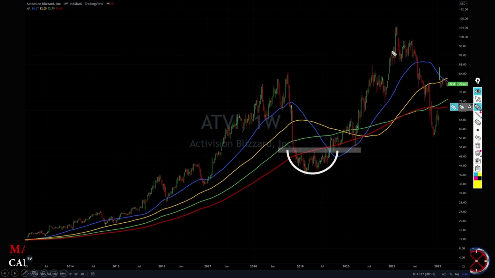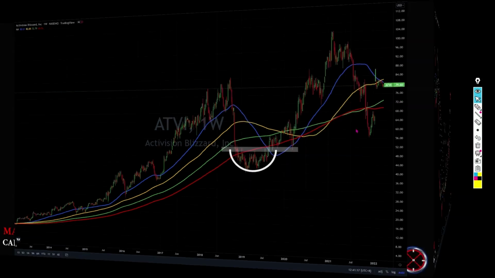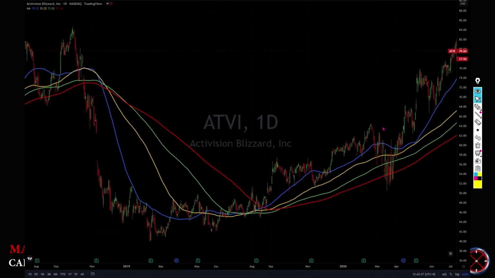Now, this is what I would like to avoid. If you see the price far away from the fastest moving average, it tends to pull back stronger, and at times it goes below the 200 moving average. All right, so it's like gravity. The further you go, the harder you fall.